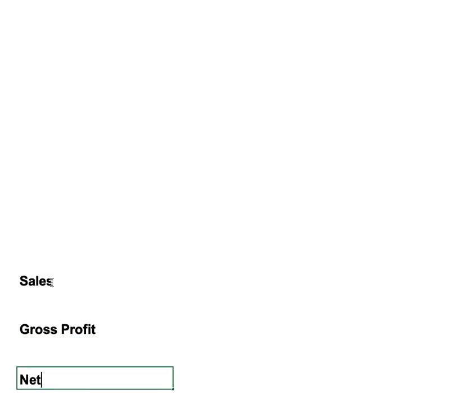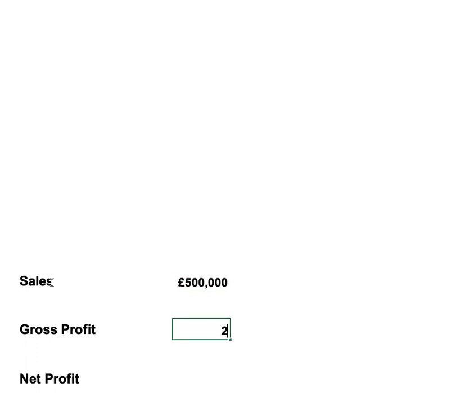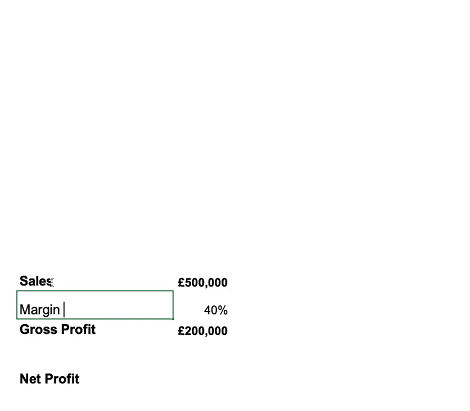So, financial performance, I'm just going to pick three areas: sales, gross profit, and importantly, net profit. That's the three areas we want to improve. So I'm going to work with nice round numbers. I'm going to give a sales of 500,000, a gross profit of 200,000. From there we can work out our gross margin, which in this case is 40%.